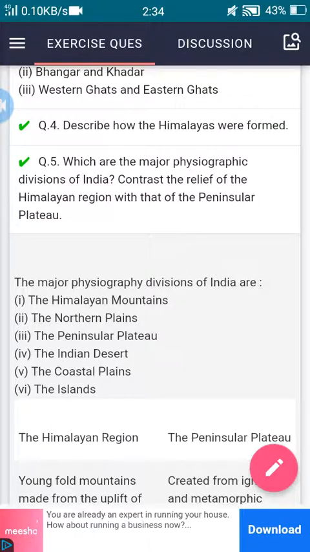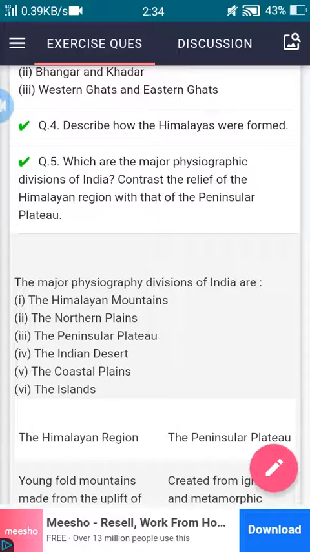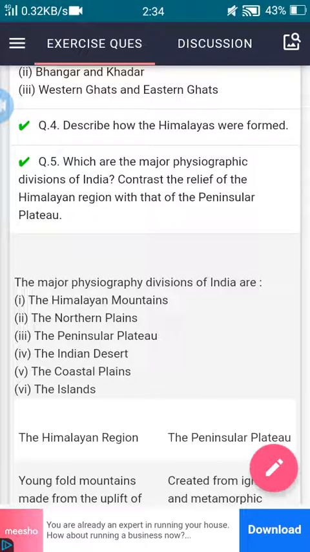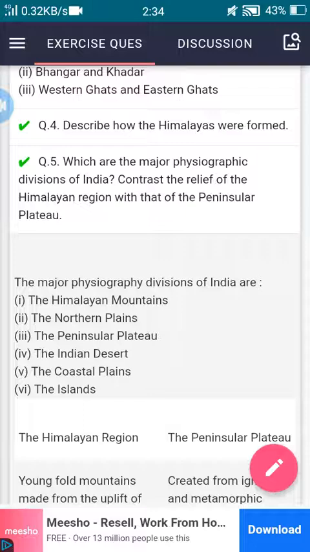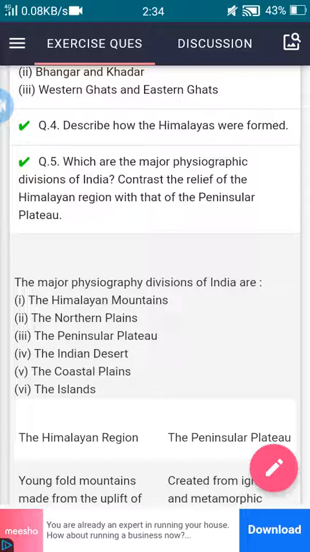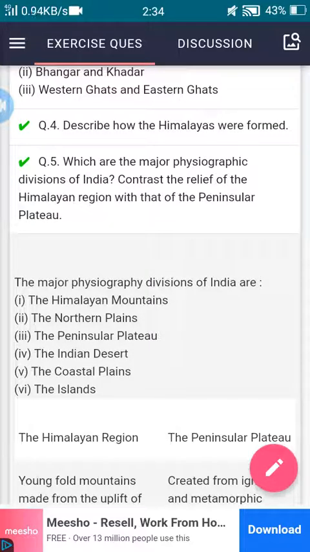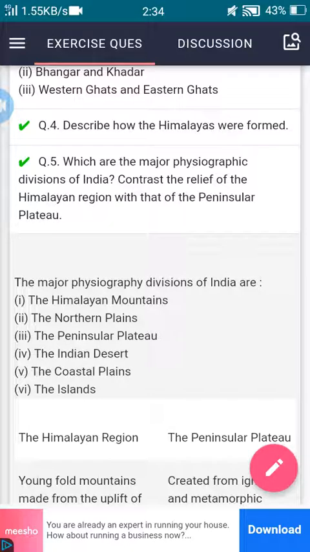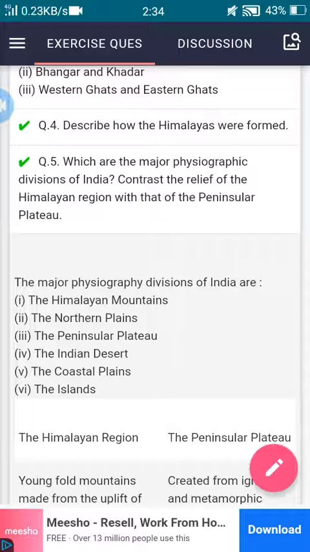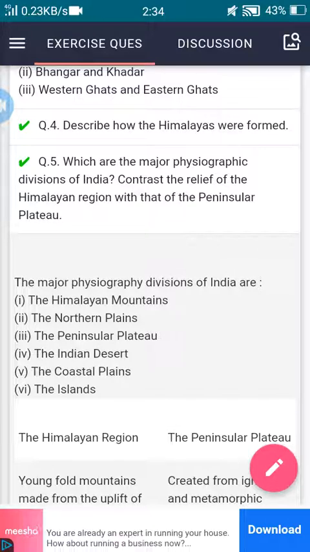In that exercise part, we are discussing question number 5. Which are the major physiographic divisions of India? Contrast the relief of the Himalayan region with that of the peninsular plateau. See the answers now.